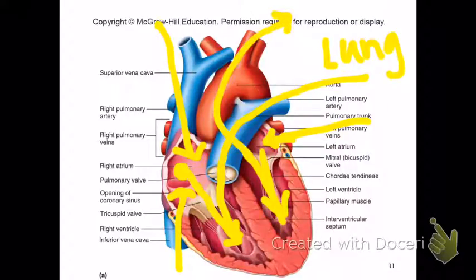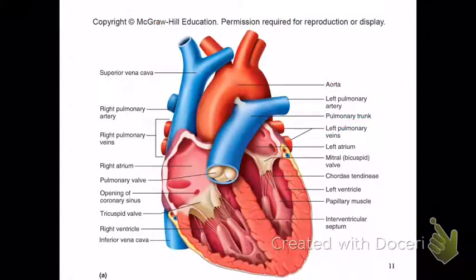Okay, real quick, we've covered 4 chambers. We covered the right atrium, the right ventricle, the left atrium, and the left ventricle. And that's the order 1, 2, 3, 4 that blood goes. It goes 1, 2, lungs, 3, 4, out the aorta to the body.